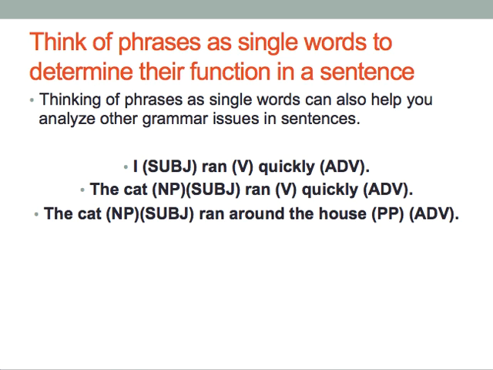Let's take the single word I and make it more complex, turn it into a noun phrase. The cat, it's still the subject of the sentence. Ran is the verb. Quickly, adverb. Let's take the end of the sentence and make it more complex by having a phrase there instead of the single word quickly. The cat ran around the house. Now we have a prepositional phrase, three words instead of just one, but they still tell how the action of ran was carried out, and so they're still an adverb.